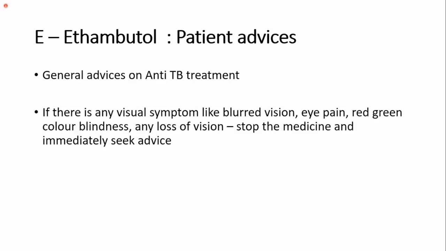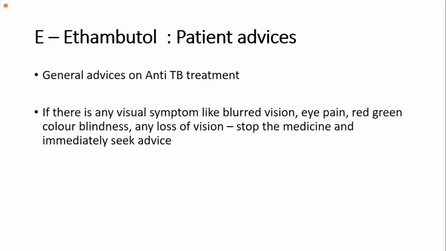Patient advices, you give the general advices, and then you will tell them if there are any visual symptoms like blurred vision or eye pain, red eye, color blindness, any loss of vision, you have to stop the medicine and immediately seek necessary advice. So these are about the 4 main medicines. This is the core of the lecture. If you have learned this part, that is the only thing that I want you to achieve today, to learn about isoniazid, rifampicin, ethambutol, and pyrazinamide.